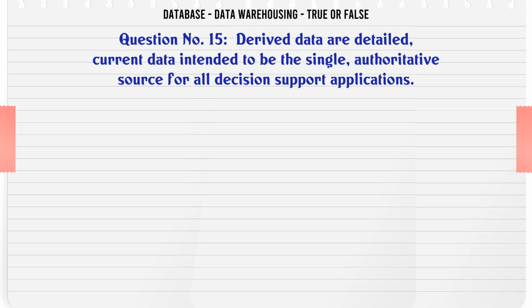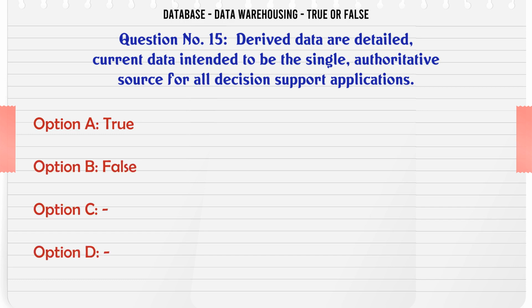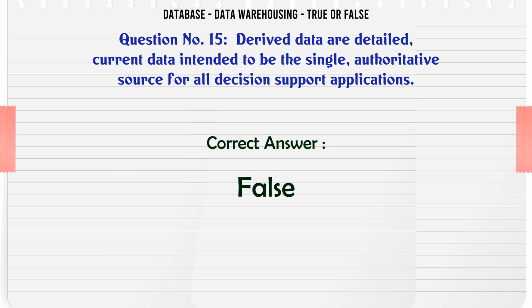Derived data are detailed current data intended to be the single authoritative source for all decision support applications. True or false? The correct answer is false.